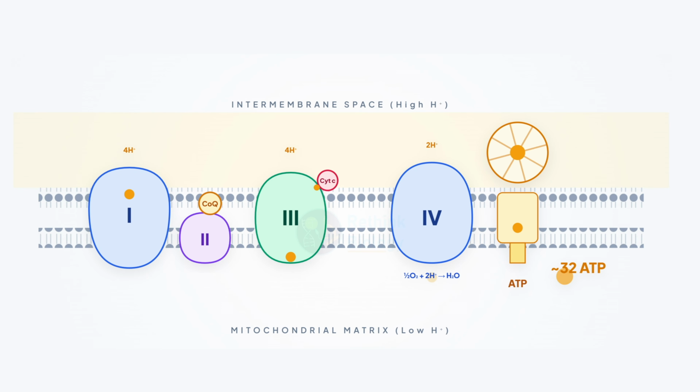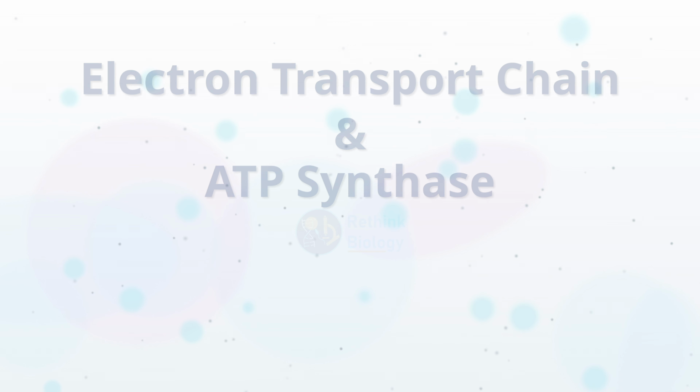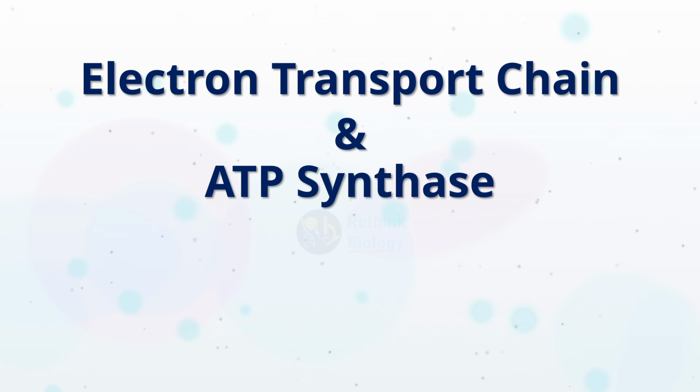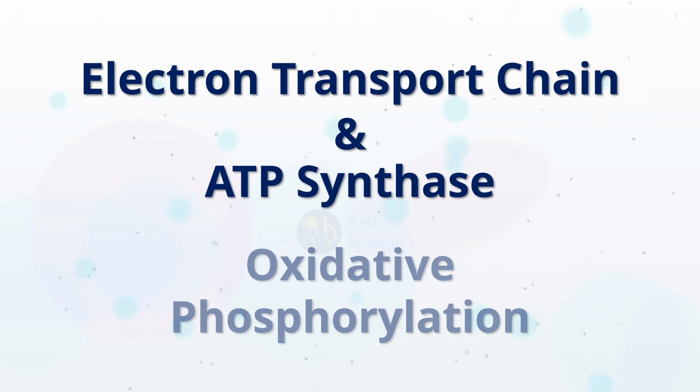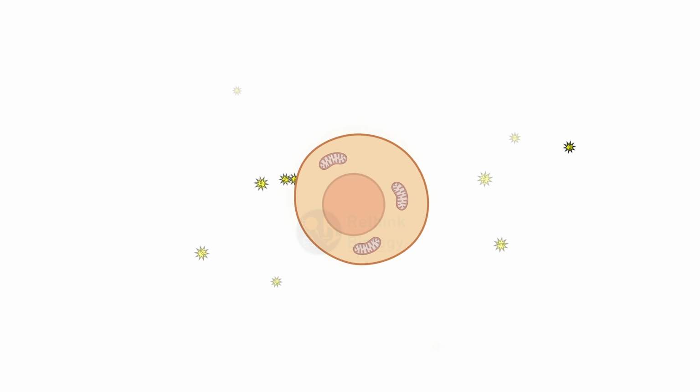Have you ever wondered how your cells actually create the massive amounts of energy you need to survive? Today, we are looking at the electron transport chain and ATP synthesis. This process is also known as oxidative phosphorylation. It is the absolute most important energy producing step in your body.